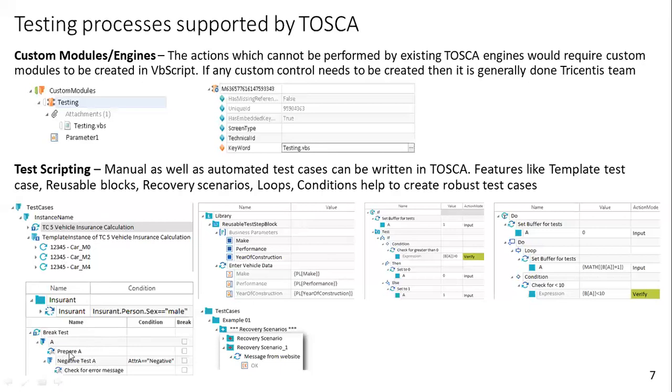Sometimes you might have to put breakpoints also. Breakpoints generally are not allowed as a debug point. It is not allowed in Tosca. What you can do is add a manual step. You can add a manual step.